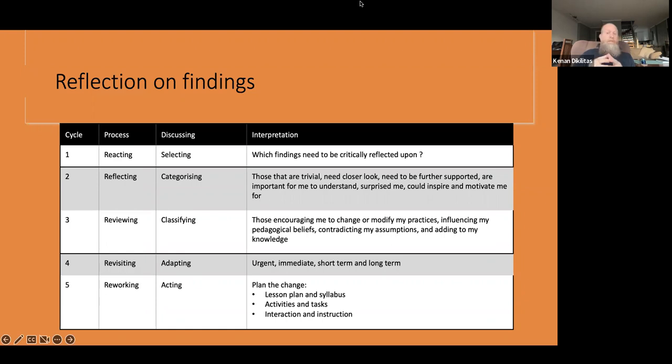And then which of them influenced your beliefs, as I said, which of them challenged your assumptions by contradicting, for example, and which of them is adding to your knowledge as a teacher? How is your teacher knowledge base changing? These are really simple but strong messages that I'm giving to you. So if you found something, you need to ask these questions.